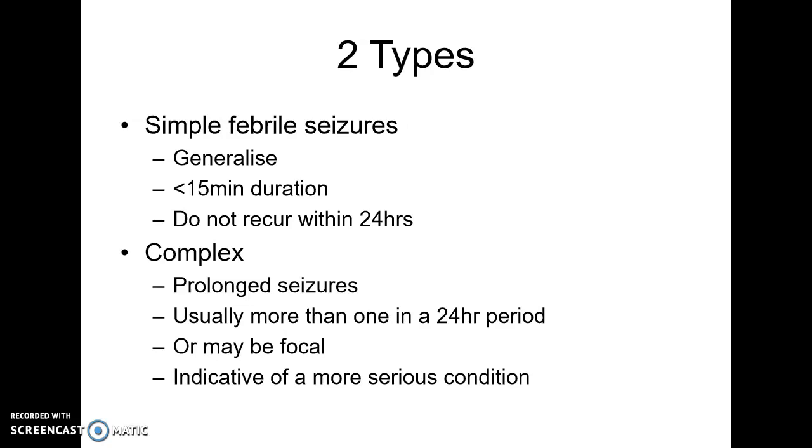There are two types of febrile seizures, simple and complex. In simple febrile seizures, the seizure is generalized, less than 15 minutes in duration, and does not recur within 24 hours. Complex prolonged seizures are usually more than one in a 24-hour period, or may be focal, localized in an area of the brain, indicative of a more serious condition. Simple febrile seizures normally go away when you control the fever, which should be because of an extracranial condition, and when it is controlled, it is going to be normal.